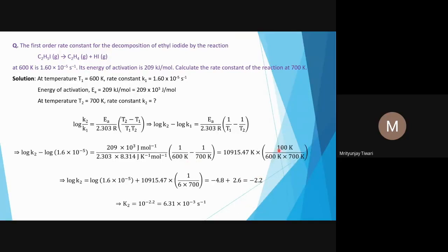And this is what we get actually, T2 minus T1 by T1 T2. Simply, one may not need to write this one. So T2 minus T1 is 700 minus 600. 700 minus 600 becomes 100 Kelvin divided by 600 Kelvin into 700 Kelvin, T1 into T2, directly from this. So this factor might be unnecessary.